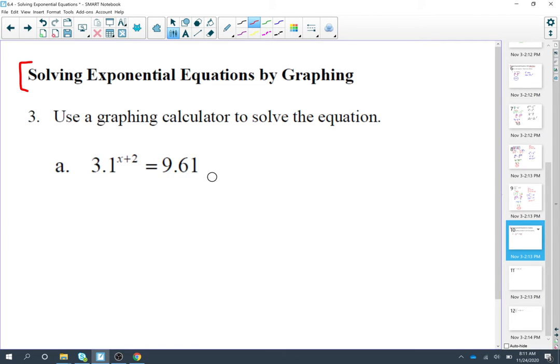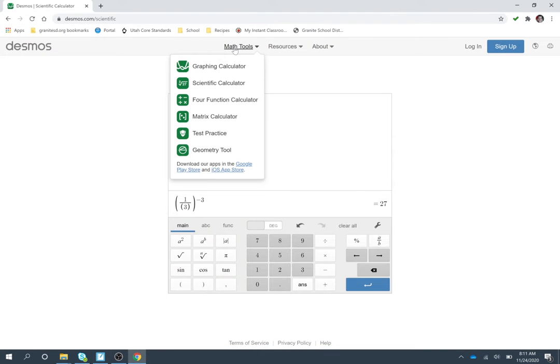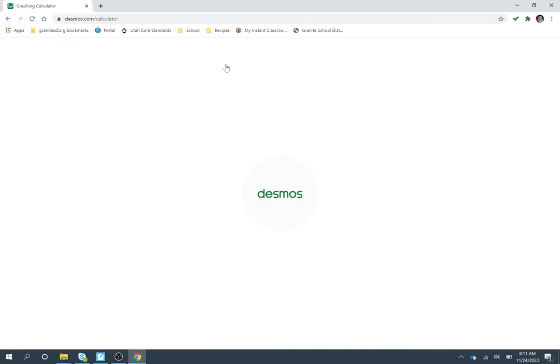Now, when you're using a graphing calculator, you're going to look at both sides of the equation. First, you're going to have this side of the equation. Make a mental note, write that down. And then you're going to have this side of the equation. Make sure you have that because we're going to graph both separately. So let's go grab your calculator. I'm going to come back up here to Math Tools. We're going to get the graphing calculator.